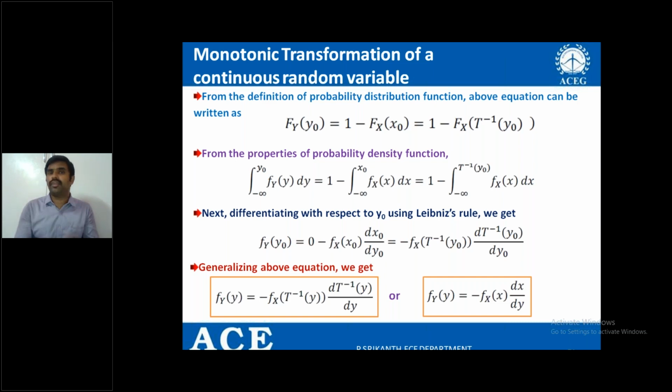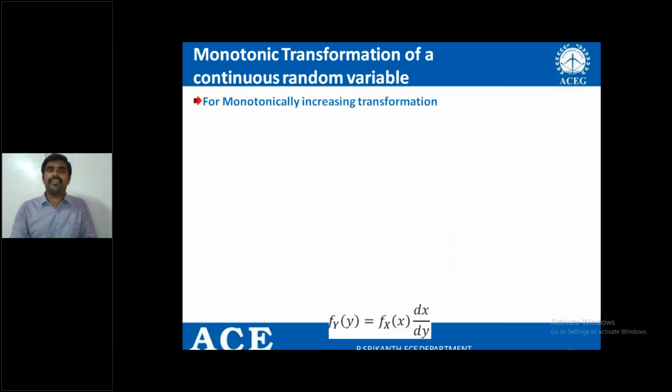Same as the previous one. The only difference is this, in this relation we are getting a negative sign. In the previous monotonically increasing transformation, we got a positive sign. In the monotonically decreasing transformation, we got a negative sign. That is the only difference between the two transformations. And you can generalize here. Why? Because the two transformations are monotonic transformations only. One is increasing, the other one is decreasing, and you can standardize the relation like this.